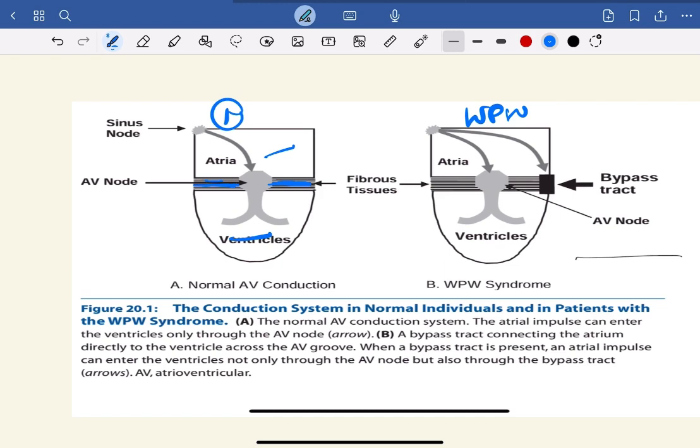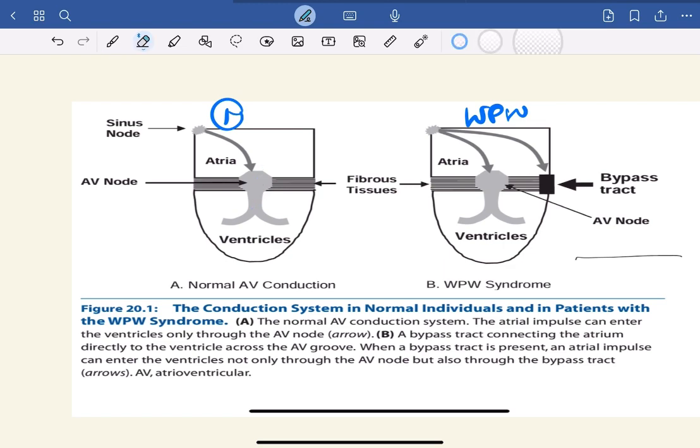So this fibrous tissue doesn't let the atrial impulses travel to the ventricle in this way, making only the AV node an electrical window between atria and ventricle. So if atrial impulses have to travel to the ventricle, that is through the AV node only. So no other current travels between atria and ventricle other than through the AV node.